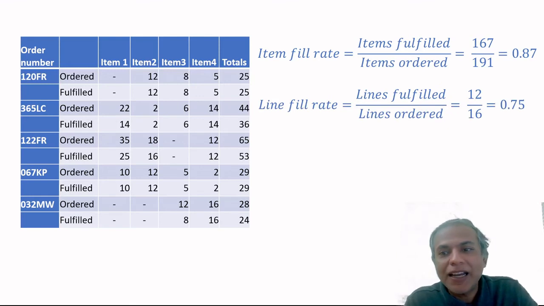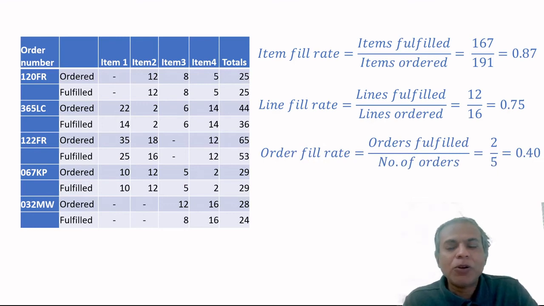Another is how many line items. If I total, the first order has 3 line items, second order has 4 line items, and third order has 3 line items. If I total that up, I have 16 line items which were ordered, out of which 12 were satisfied. You can see the 4 not satisfied items here. For example, line item 1 in 365 LC is not satisfied, line item 1 in 122 FR is not satisfied, and so on. 4 are unsatisfied. So line item fill rate is 0.75.